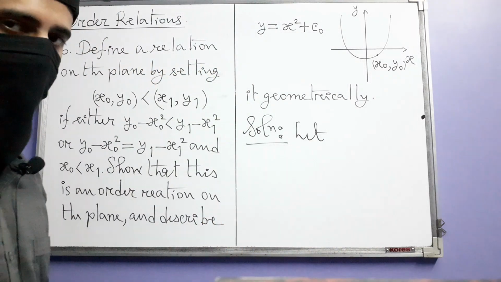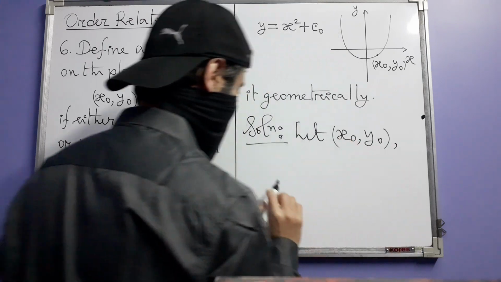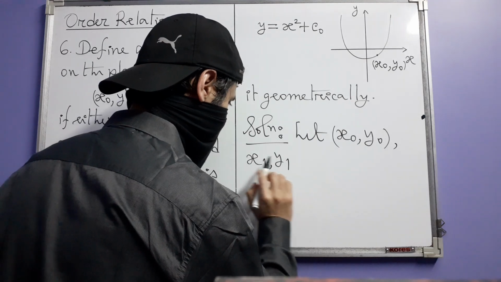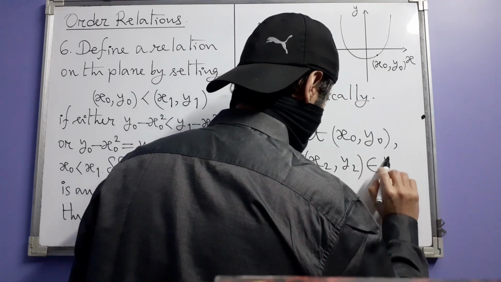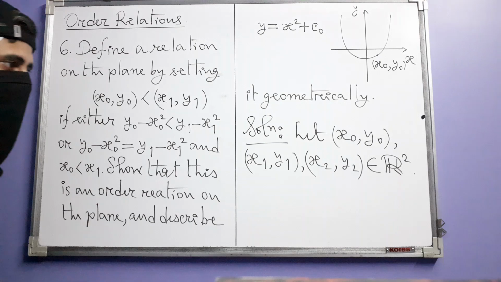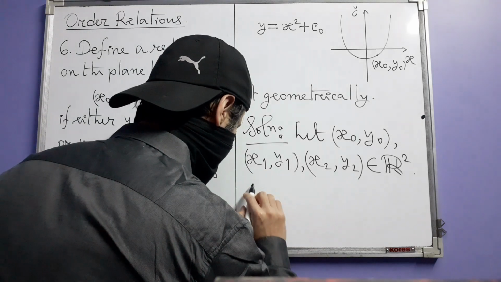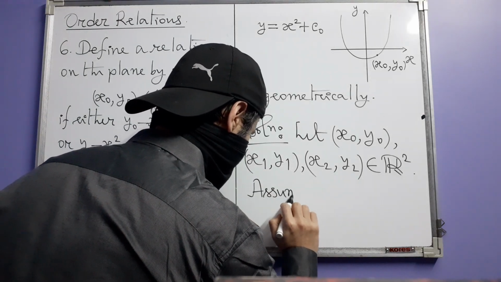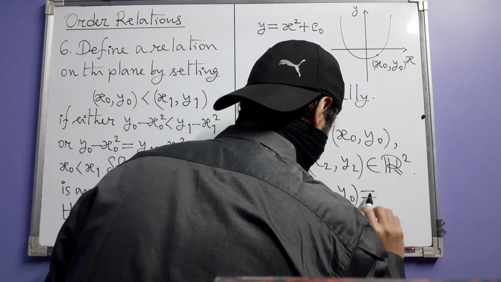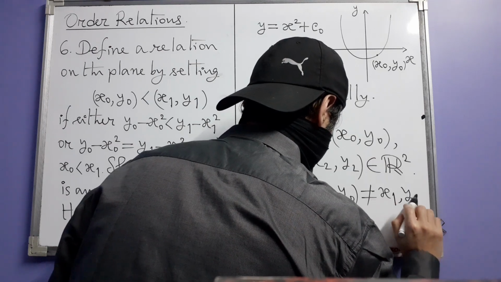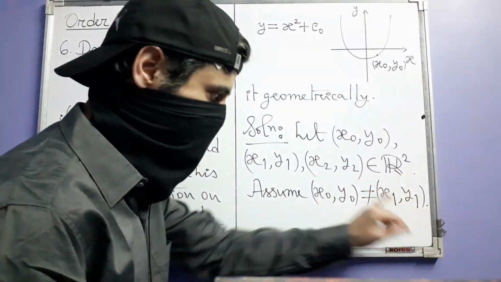Let's just take 3 points first. (x0, y0), (x1, y1) and (x2, y2) in R2, in the plane. Let us first show that the relation satisfies comparability. Assume that this is not equal to this. That means these two ordered pairs are distinct. Now we have to prove that either this is less than this or this is less than this.